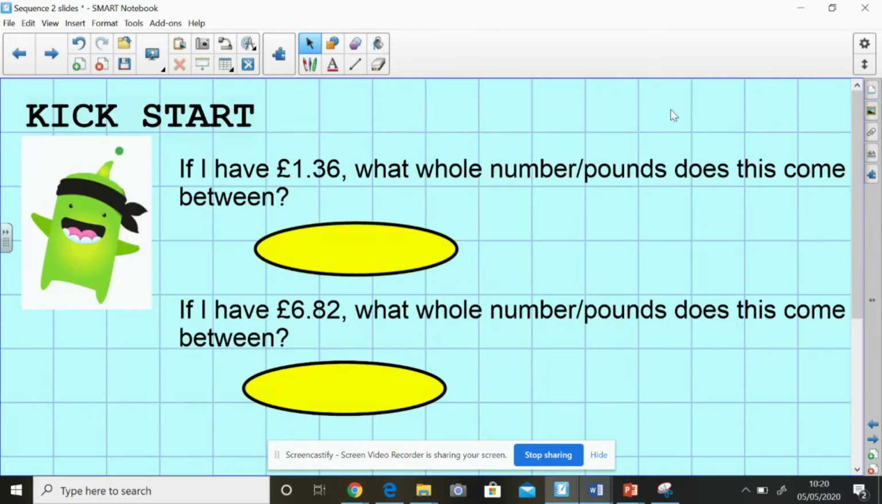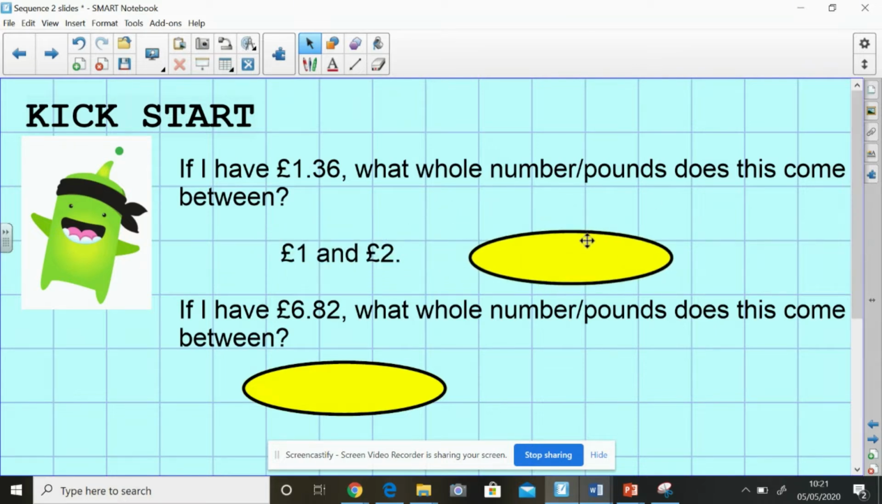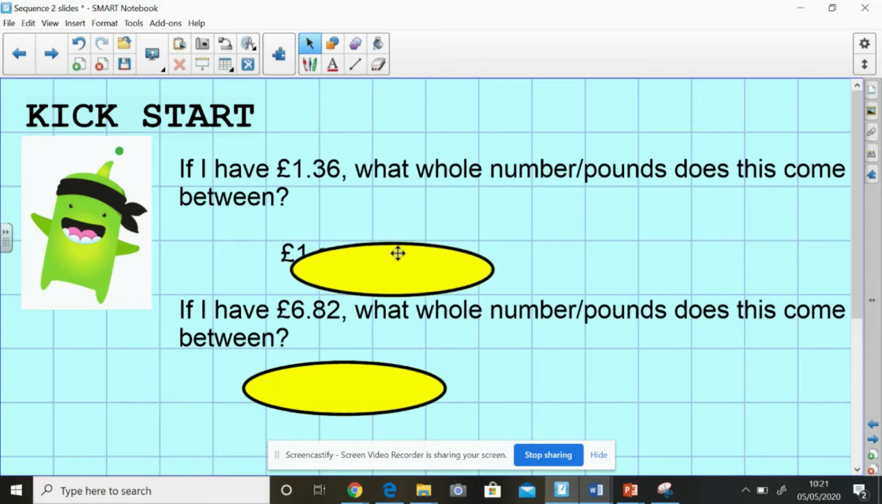So firstly, we're just going to really briefly cover this to remind us. We did this in decimals, so hopefully it'll come back to you very quickly. If I have got £1.36, what two whole numbers or what £2 does this come in between? If you find this a little bit tricky, take out the pound sign and just look at 1.36 as a decimal. So what two whole numbers come in between that? It is 1 and 2. £1 and £2. So hopefully you remembered that from decimals.